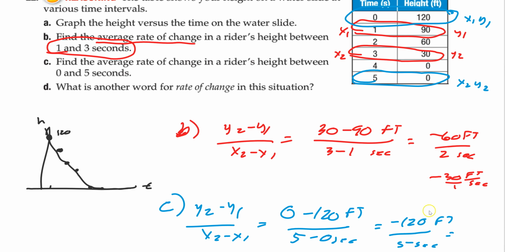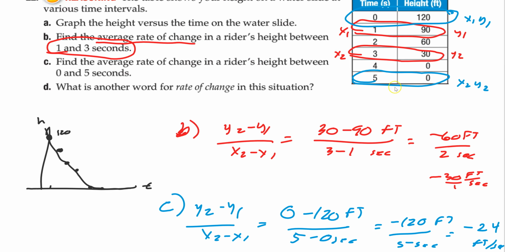If you divide that, you get -24 feet per second. So over the full first 5 seconds, you're going down 24 feet every second on average. So right, the first 3 where it's really steep, you're getting 30 feet per second, but over the whole thing it is 24 feet per second.